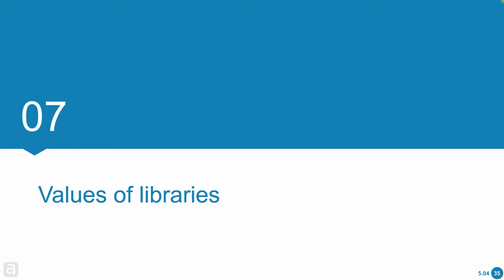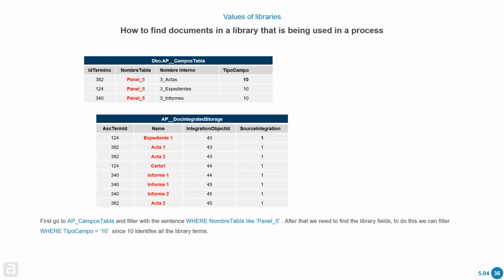If we want to find documents that were stored in the panel of a class of process, we're going to have to use these two tables. One of them is Campos Tabla. We already know this one. It stores all the different terms, and besides, it has a unique ID in relation to where it's being used. In this case, we can see there's a process with the ID 5 that has 3 different terms, and these are the 3 unique IDs.